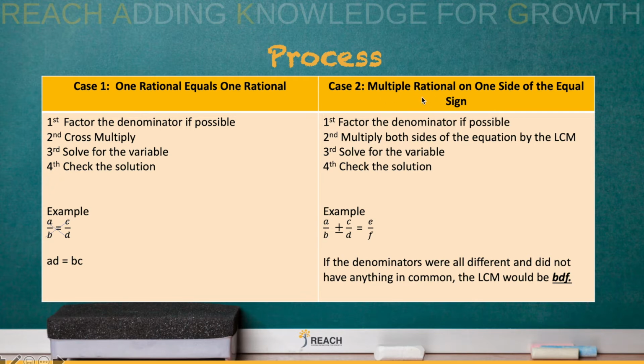Okay, case 2 is when you have multiple rationals on one side of the equal sign. So you're going to factor the denominator if possible. Multiply both sides of the equation by the LCM. Solve for the variable and check the solution. So look at this example. You see you have plus or minus, and you have two fractions. That's more than one rational because there are two rationals. The denominators were all different, did not have anything in common. The LCM would be BDF. Those are all the denominators.